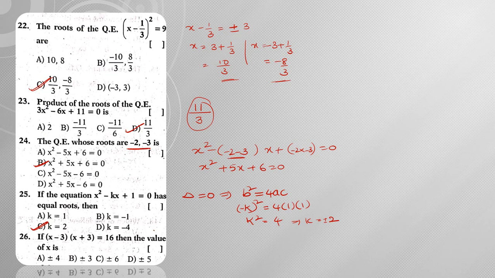Next, x minus 3 into x plus 3 is equal to 16. Next question is x minus 3 into x plus 3 is equal to 16. So how can you do it? So x square minus 9, because this can be written as a plus b into a minus b. So a square minus b square, which is equal to 16. When you transpose minus 9, it becomes x square is equal to 25. From this x is equal to plus or minus 5. Hence answer is plus or minus 5.